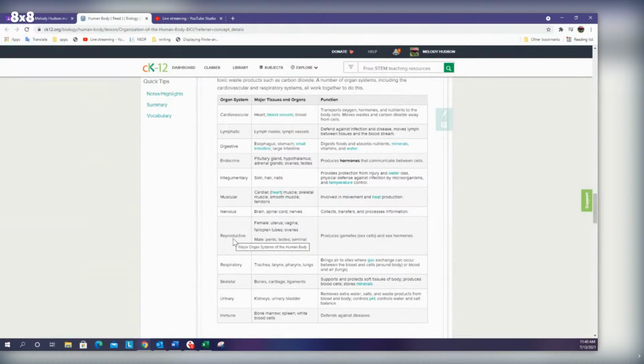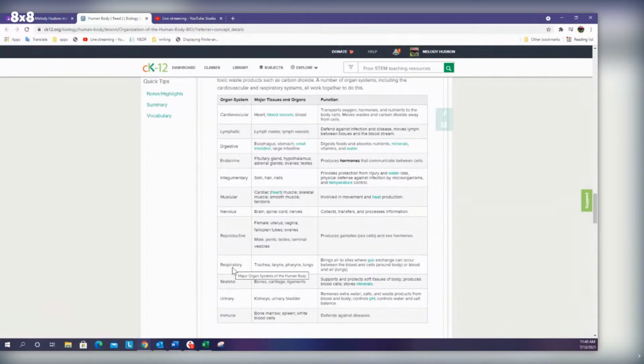Then we have the reproductive system. And the woman or female, it is the uterus, vagina, fallopian tubes, and ovaries. And the male, it is the penis, testes, and the seminal vesicles. And I believe the seminal vesicles transport sperm, or what we call gametes, sex cells, and sex hormones.